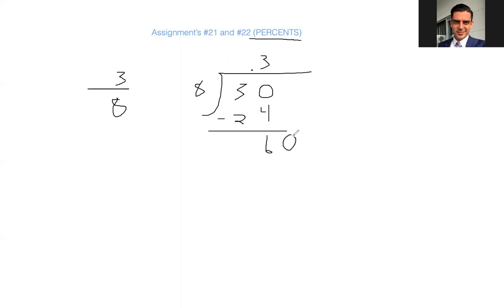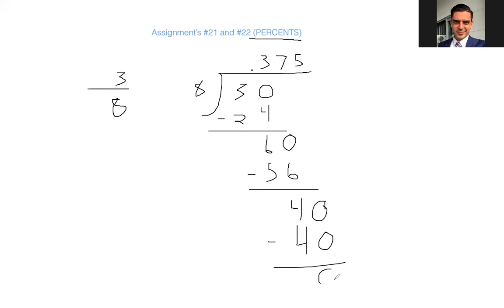We add a 0 in there. So how many times does 8 go into 60? It'll be 7, which is 56. Subtract that. It's going to be a 4. And we add a 0. And then 8 times 5 is going to be 40. So we subtract that out, and that's it. You're done.